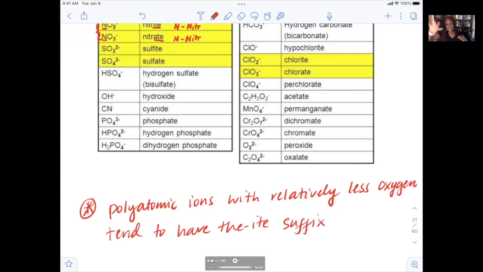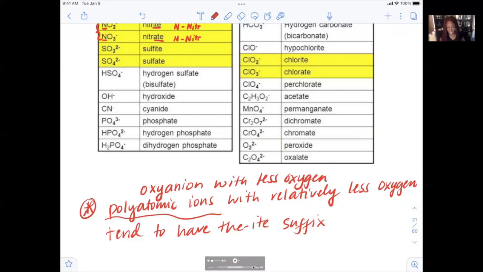The last three letters of the name of that polyatomic ion that contains oxygen is usually called the oxyanion. So this is the anion that has oxygen. That's an easier way to describe it. The oxyanion that has less oxygen has a name that ends with ITE.